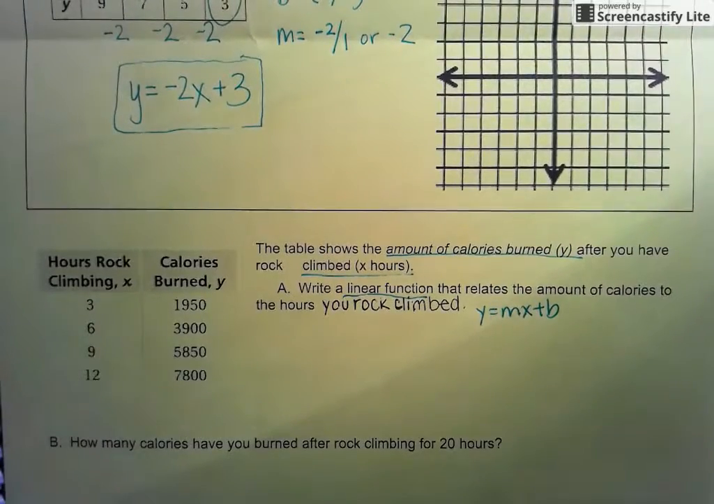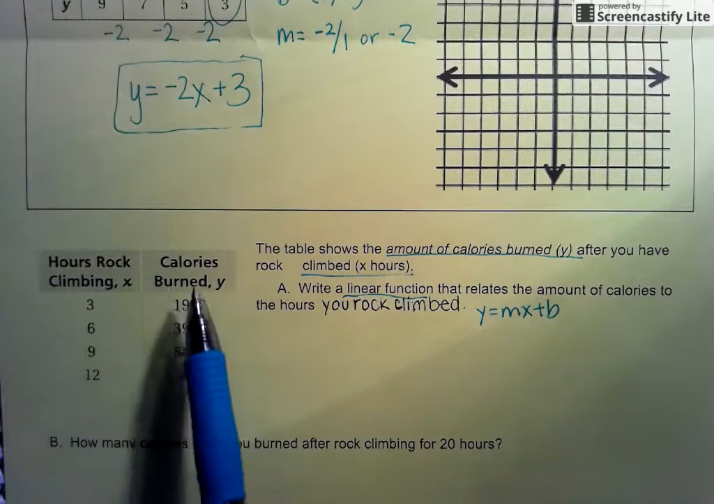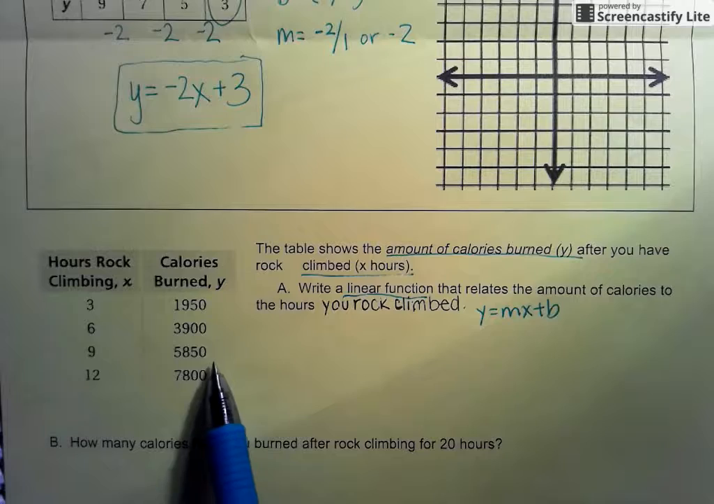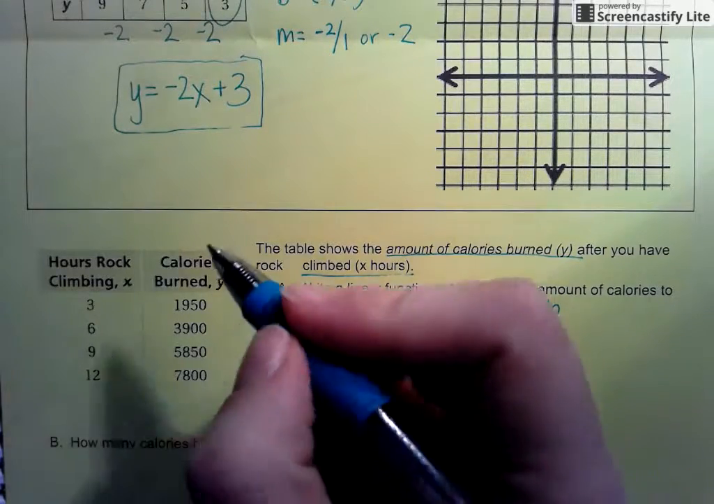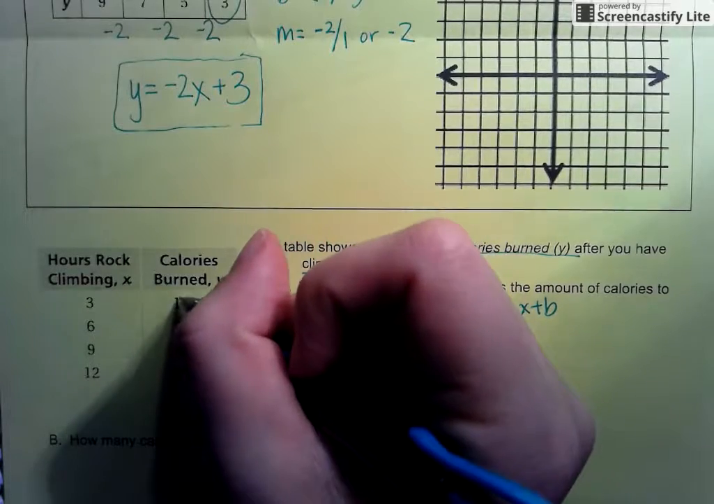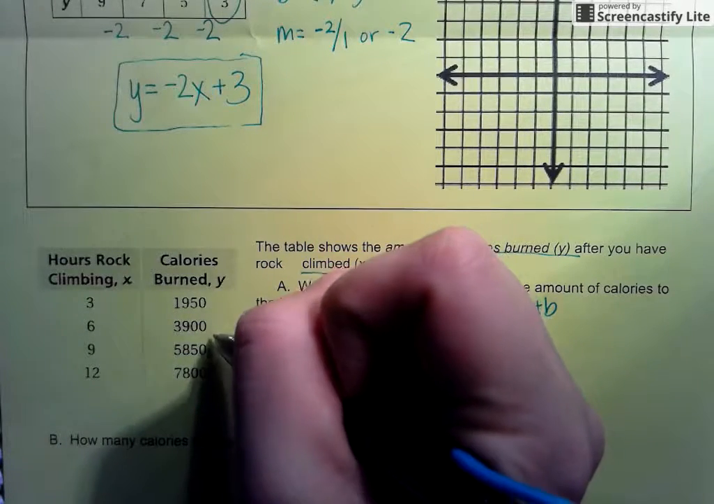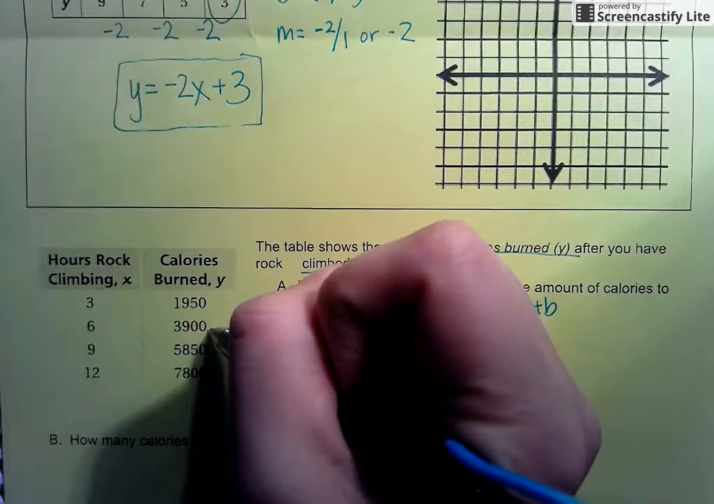So it wants us to write a linear function that relates the amount of calories to the hours you rock climb. Well, in this case, if I look at my table, I notice that I'm not seeing a y-intercept. So if we don't see a y-intercept, we have to think, okay, how can I figure out what this is? Now, I know I can at least try to find the slope from looking at my values. So I'm going to see what's the difference between 1,950 to 3,900.